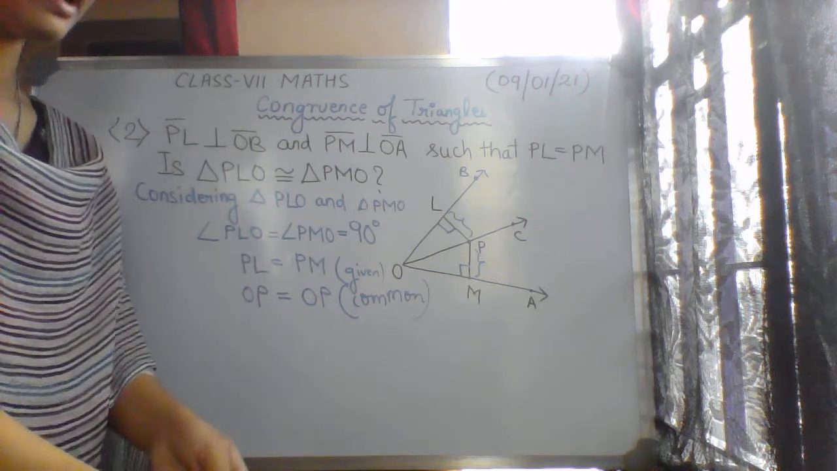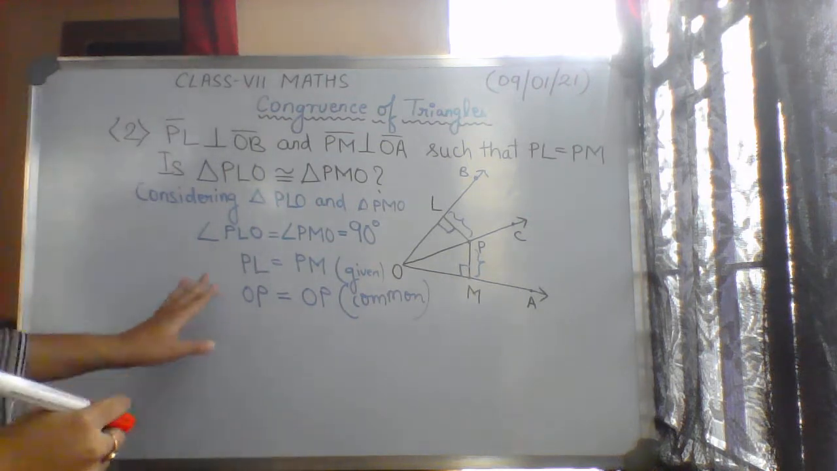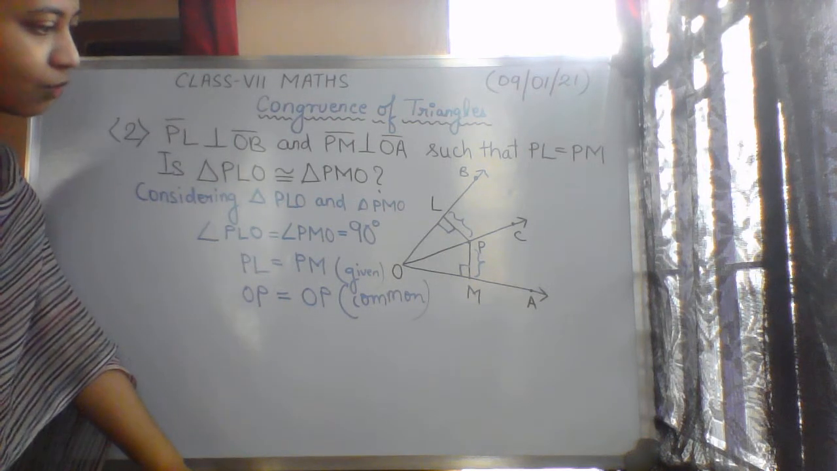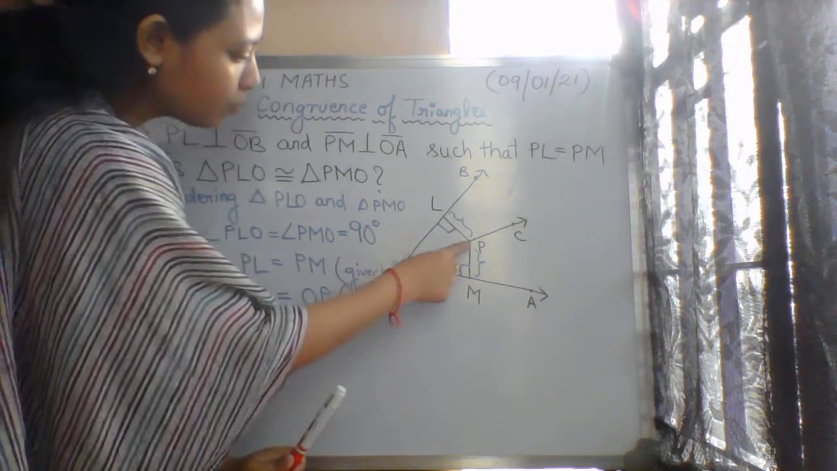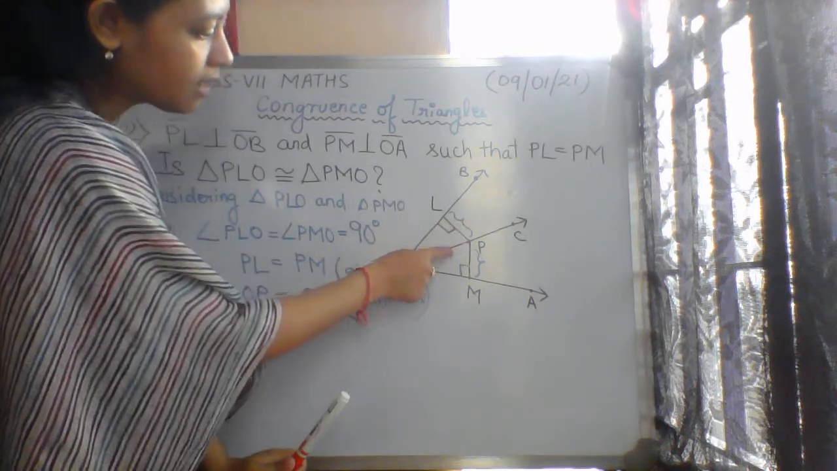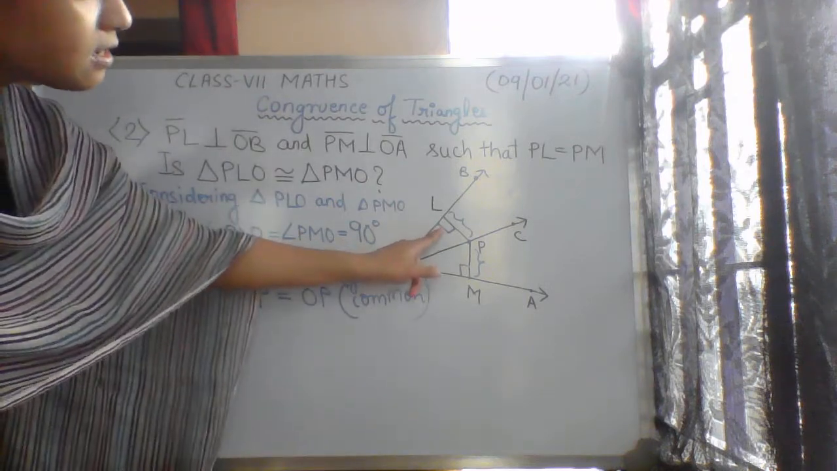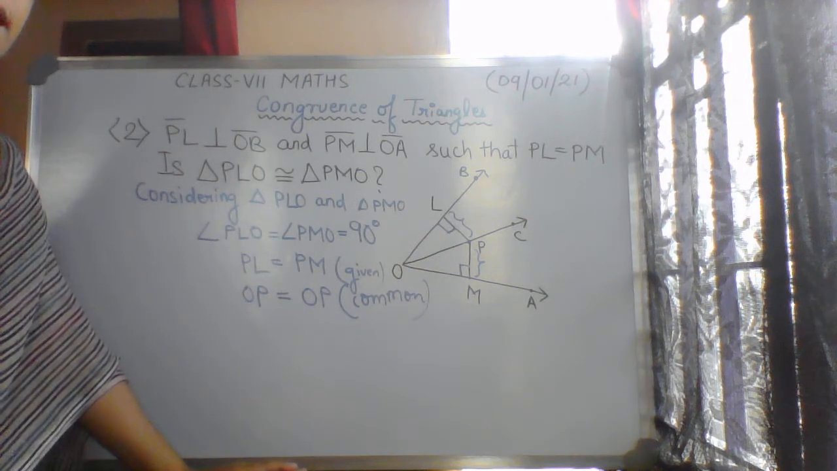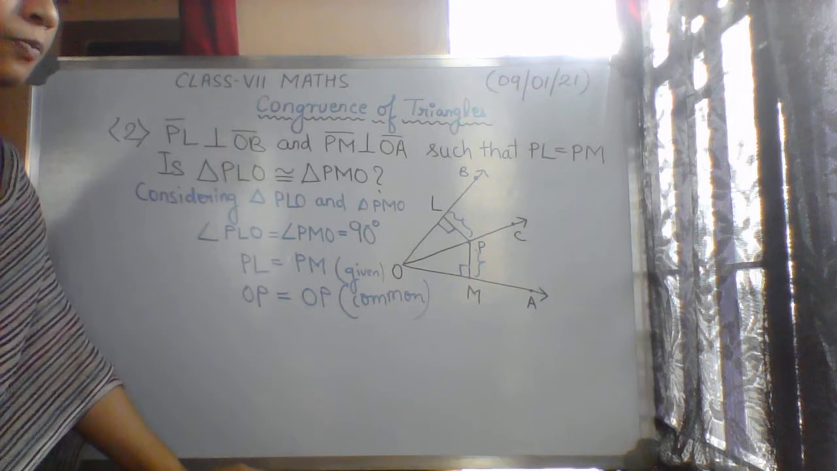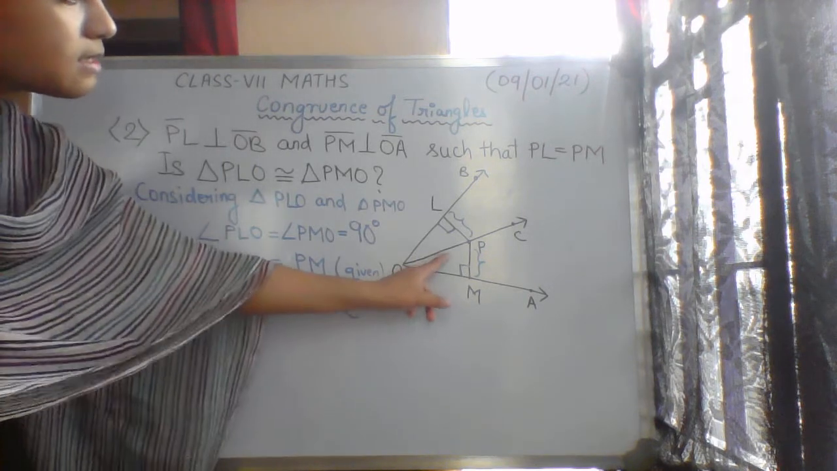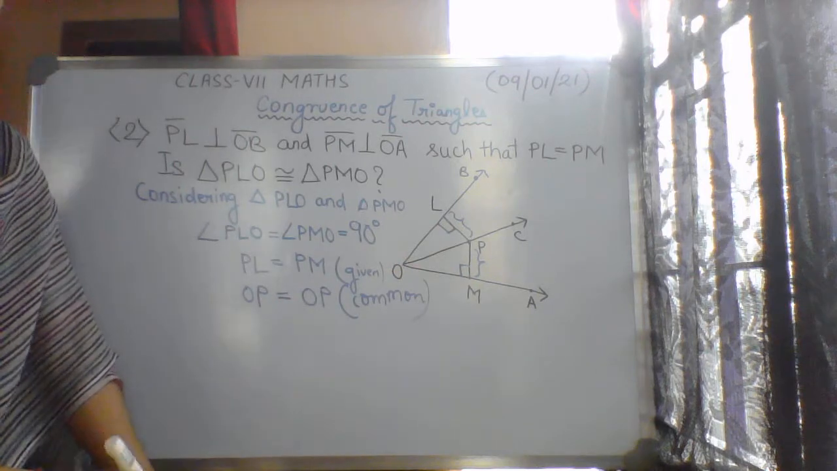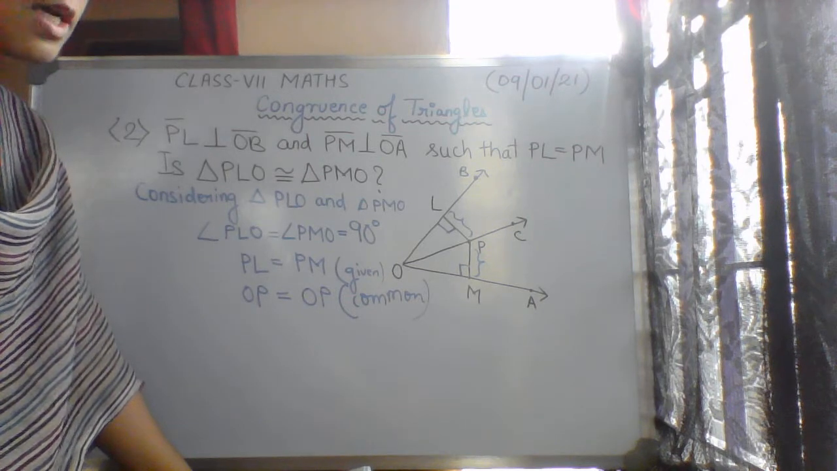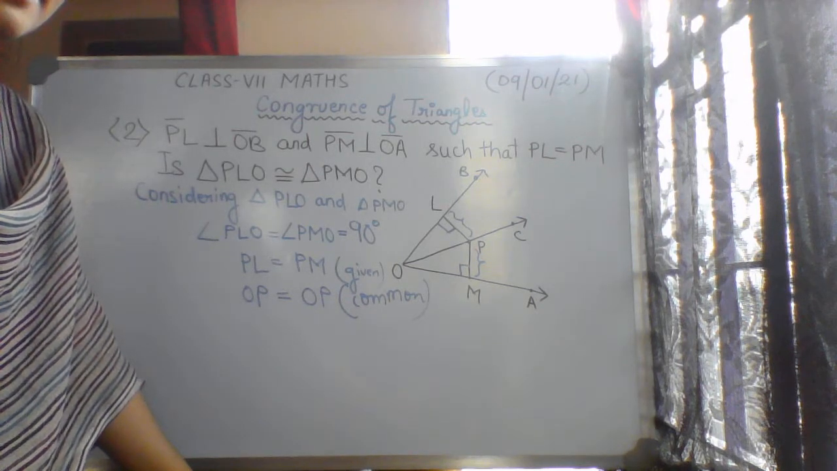Now you have to identify which criteria is applied over here. Is there any criteria applied? You will be thinking: angle, side, side. So is there any criteria called angle side? No, so it will not work. Next, you will be thinking side angle. Is there any criteria called side angle? No. Now you see the next. Can you apply the S criteria over here?